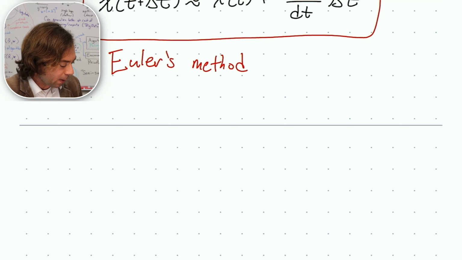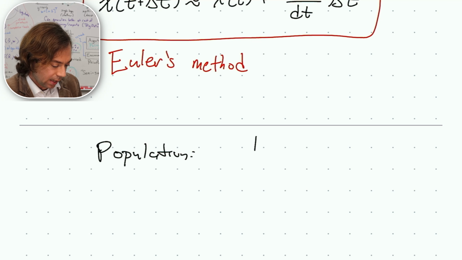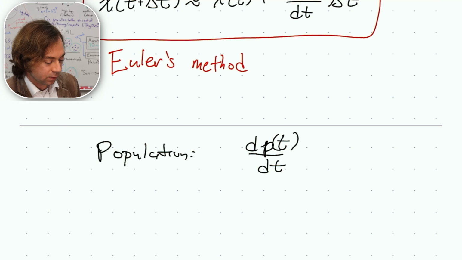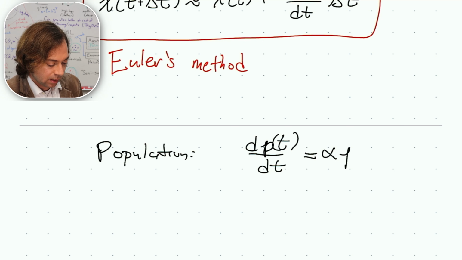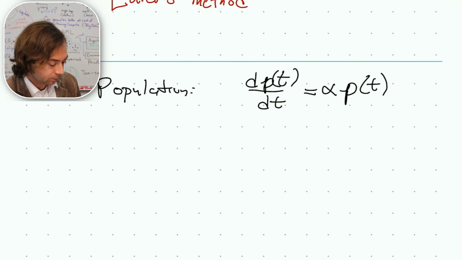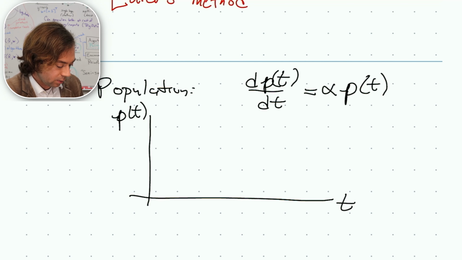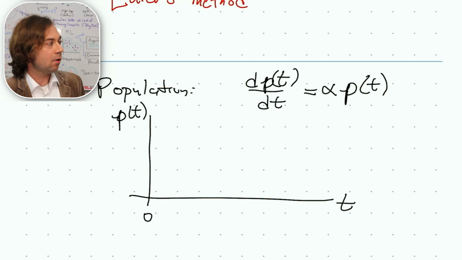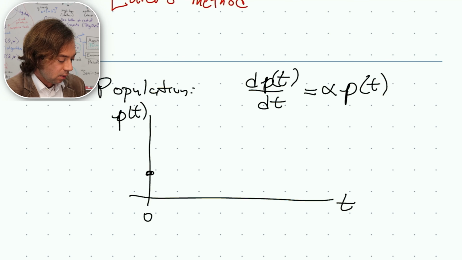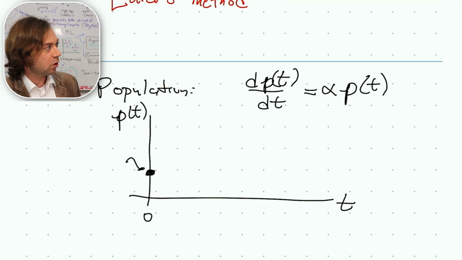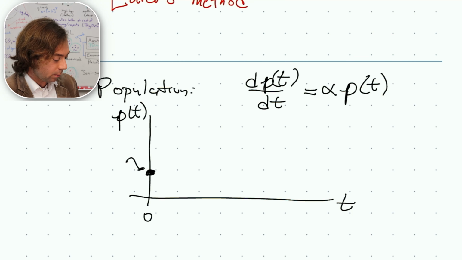So let's go back to our population example. Where we said we had some dP(t)/dt, some change in population over time, is equal to some constant alpha times whatever your population is. And we say, here's time, here's our population, here's time 0. And we have to tell ourselves, what is the starting population? And more generally, we call it the initial condition.